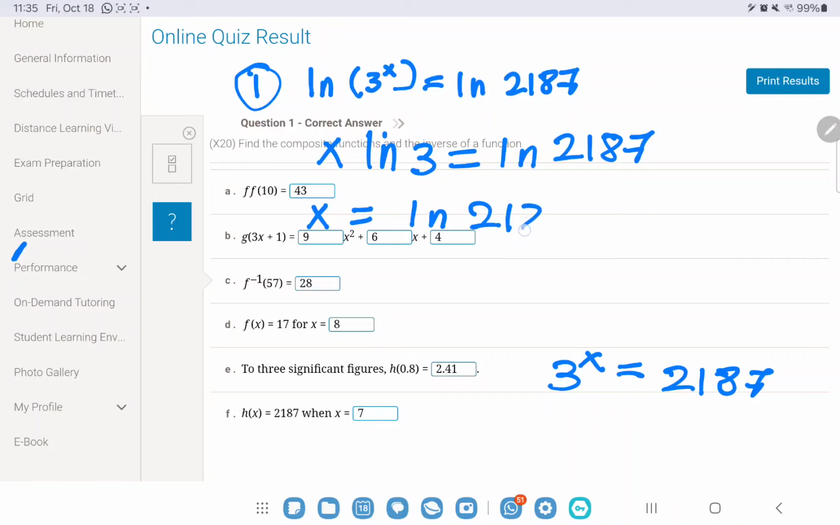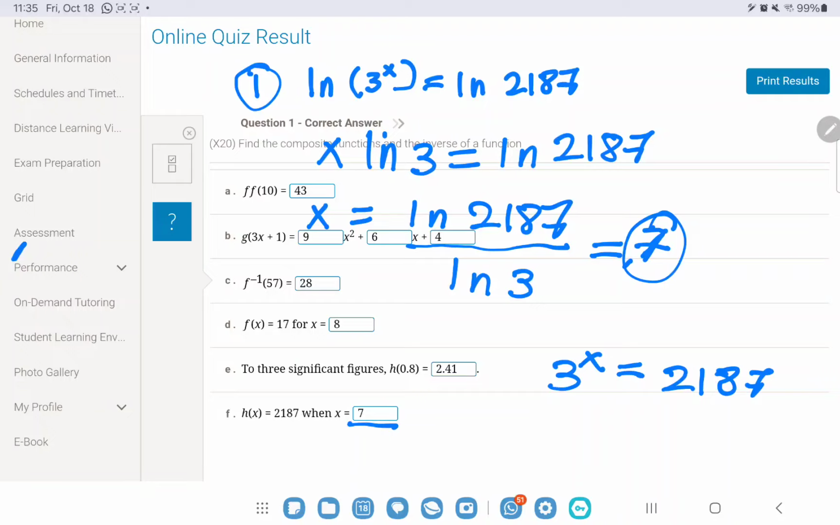So ln 2187 over ln 3. When you put this in your calculator, it's going to give you that x equals 7. This is your first really easy way. This is a shorter way. This is how you find it in the first way.